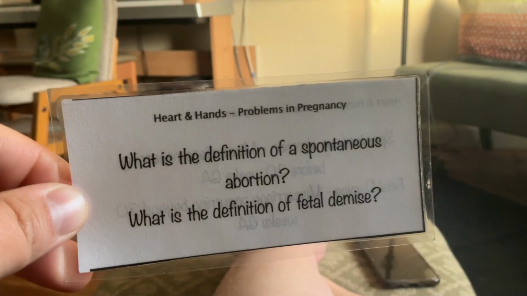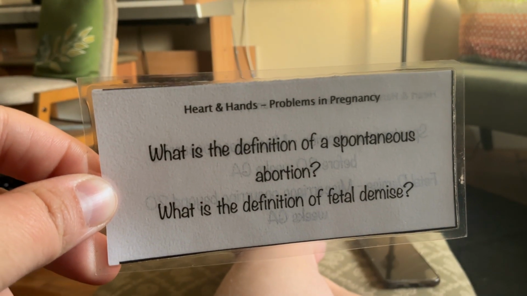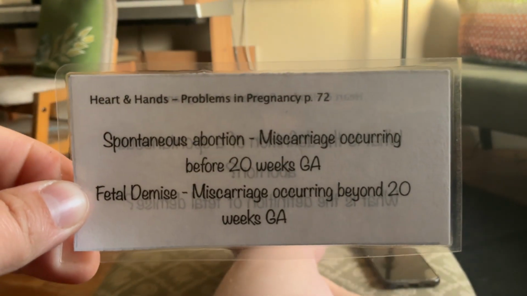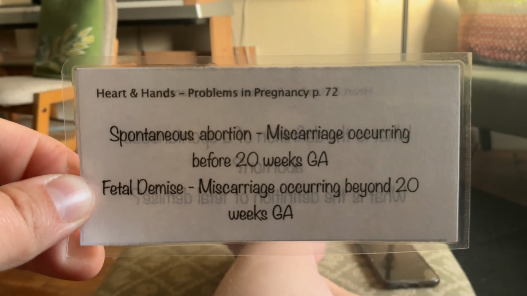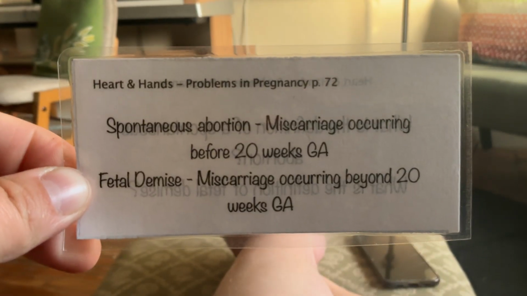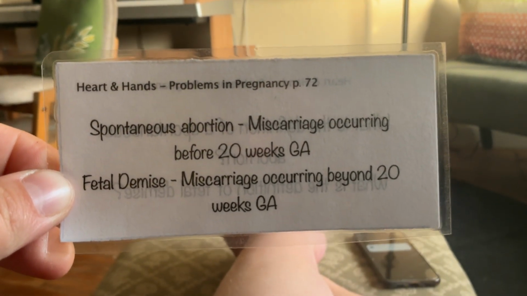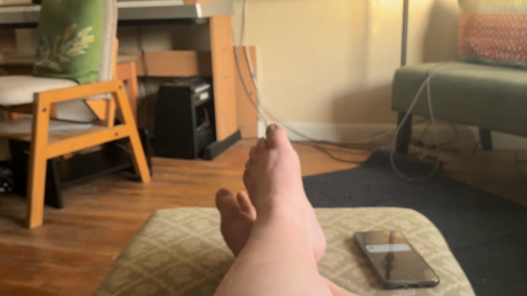What is the definition of spontaneous abortion? And what is the definition of fetal demise? Spontaneous abortion is characterized as a miscarriage occurring before 20 weeks. Fetal demise is characterized as a miscarriage occurring beyond 20 weeks gestation.